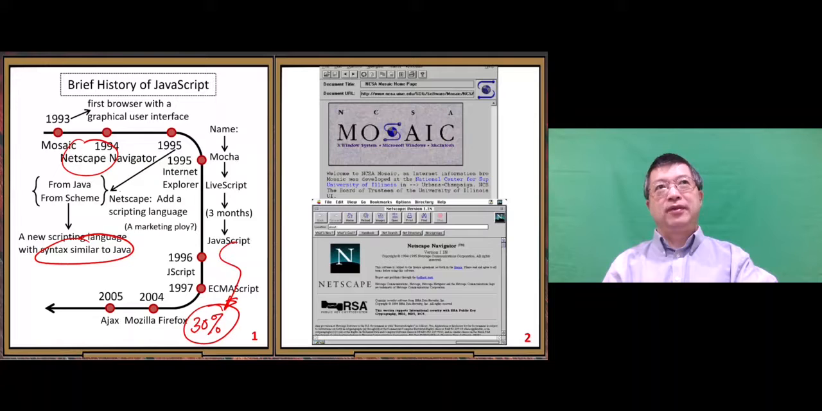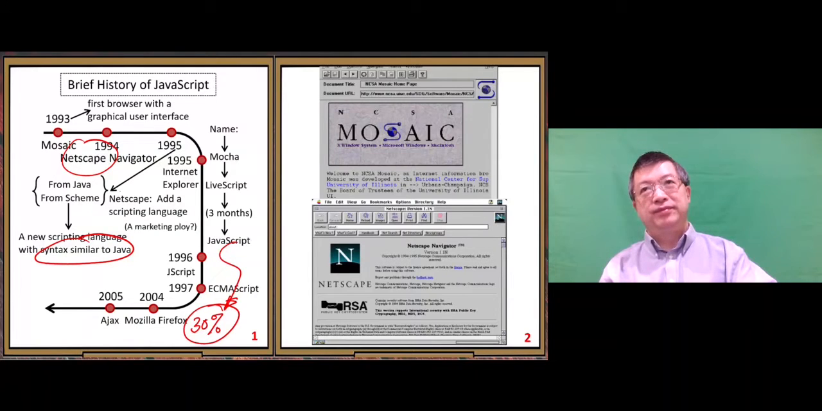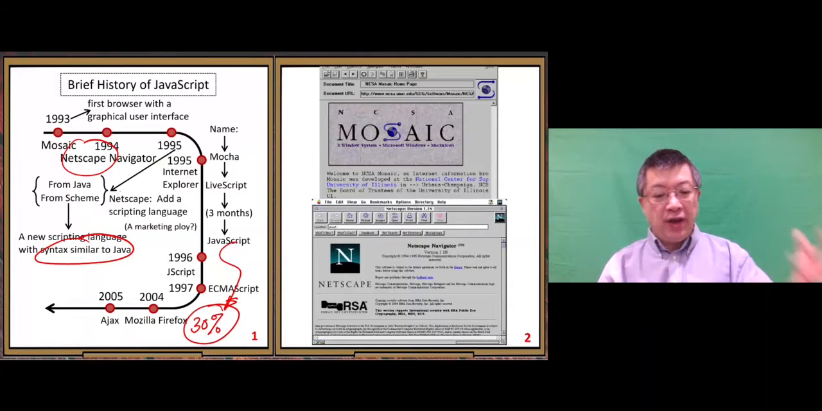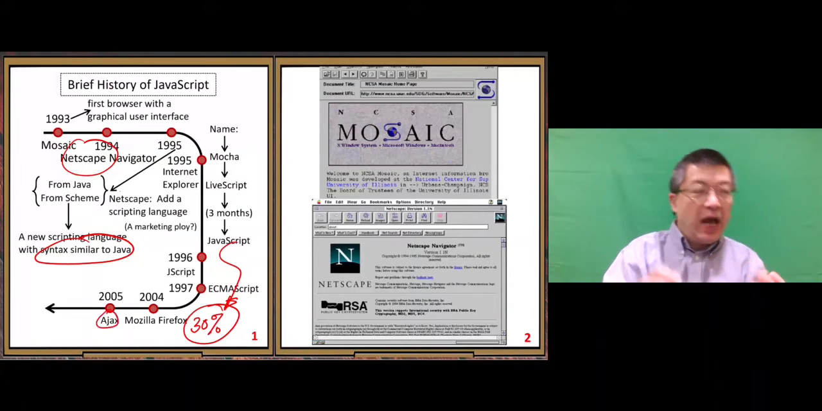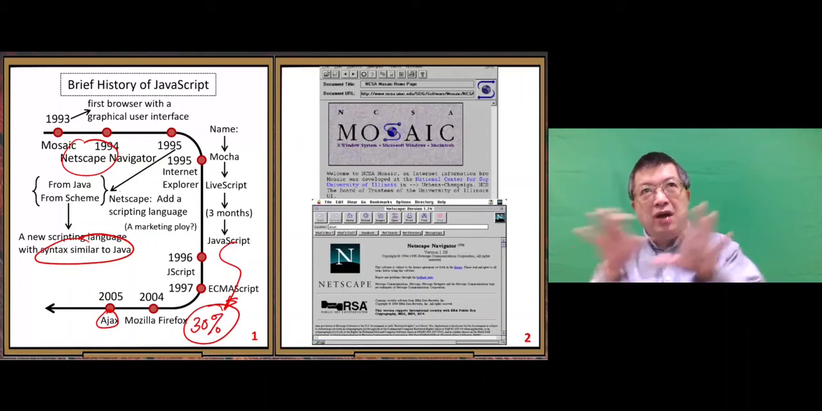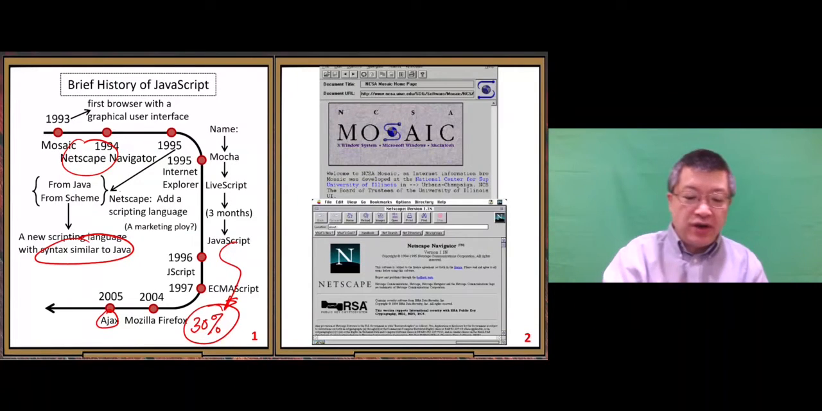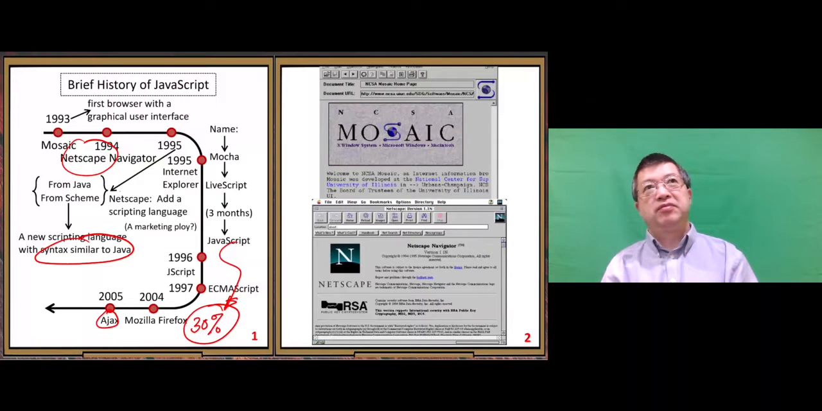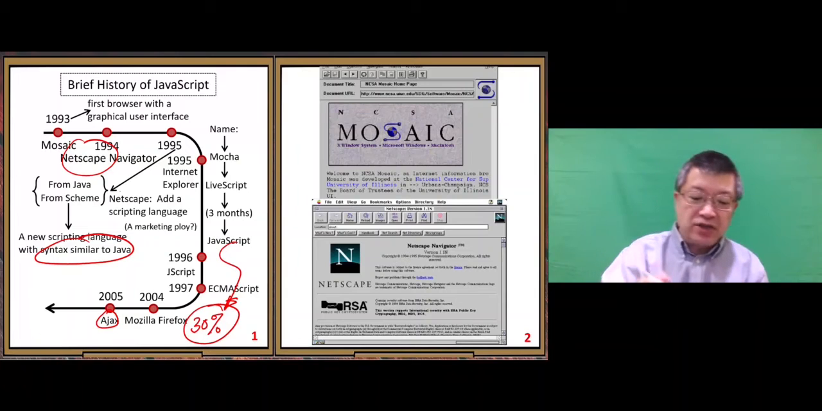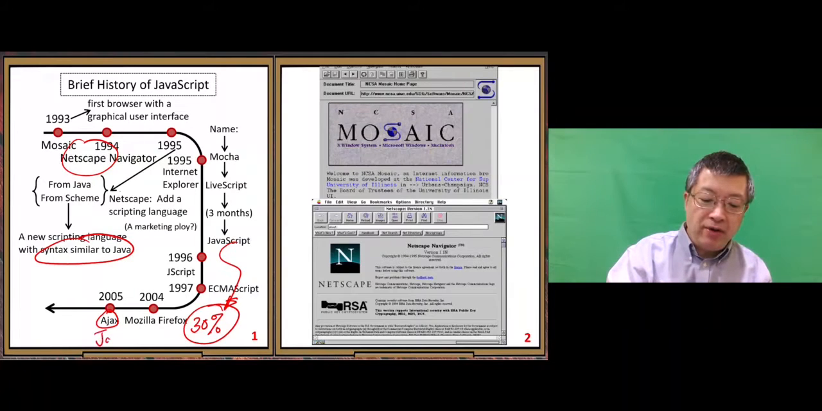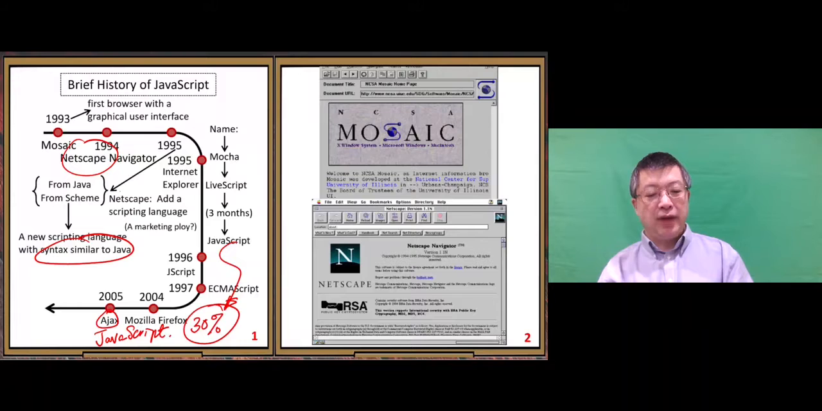Then another big thing happened in 2005. One person did an extremely important thing. He put several technologies together and created the term Ajax. The main component of Ajax is JavaScript.